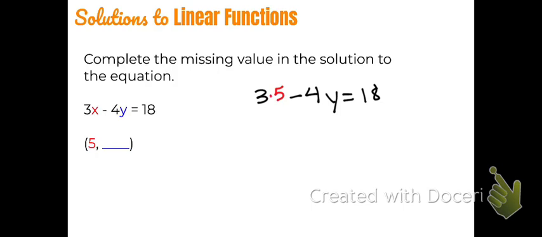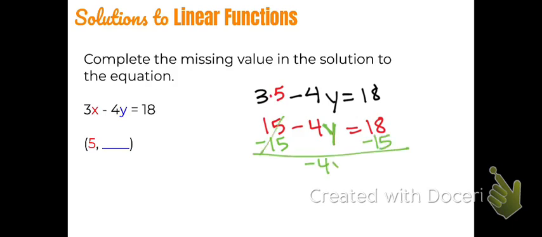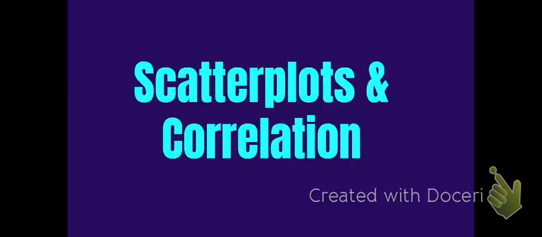So I'm going to multiply 3 times 5, and I get 15 minus 4y equals 18. Now I'm going to move the 15 over to the right side to get the y by itself. So I'm going to subtract 15 from both sides. And then I'm going to undo this. This is not subtraction. This is -4 times y. So I'm going to divide by -4, and divide this by -4 as well. So you end up with y equals -3/4.